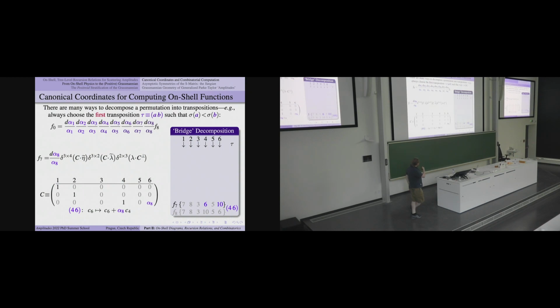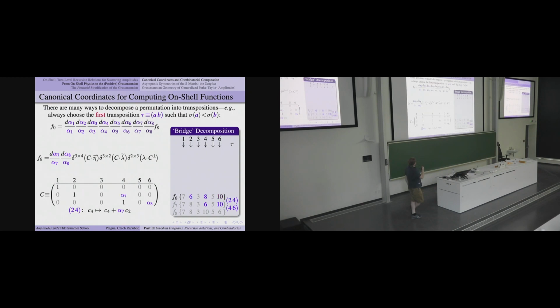So what it means is that going from this graph to F7, which is adding this BCFW bridge between legs 4 and 6, shifts column 6 by alpha 8 times what column 4 used to be. So if column 4 stays the same, it doesn't move, but column 6 gets alpha 8 times column 4. So that's what you get there. Otherwise, the formula is basically intact.